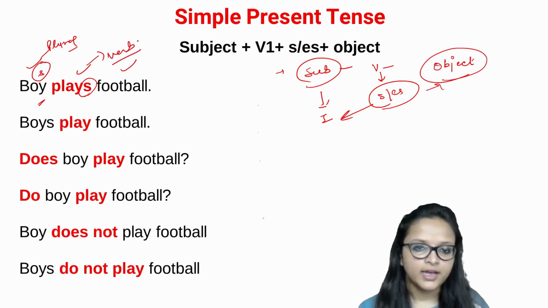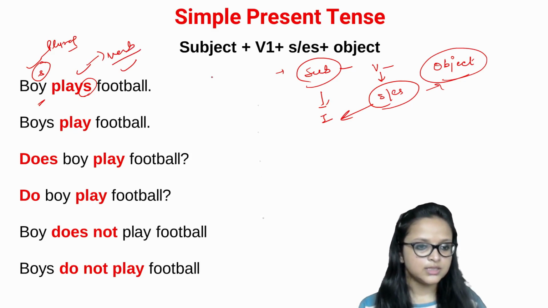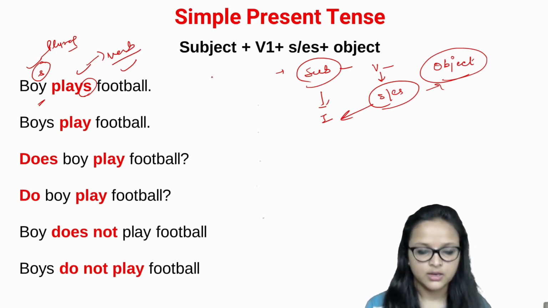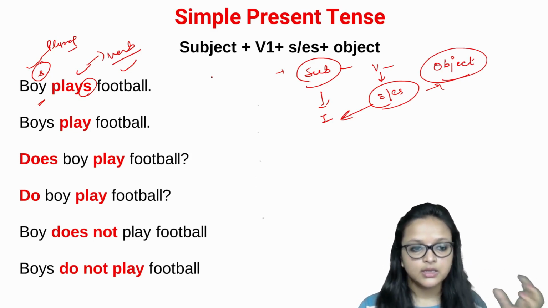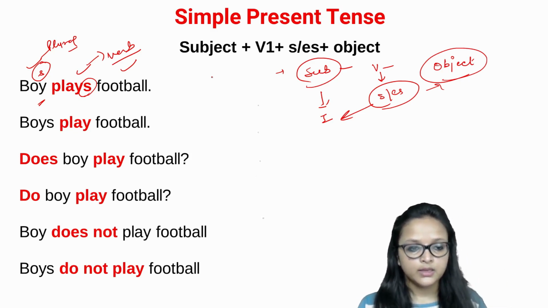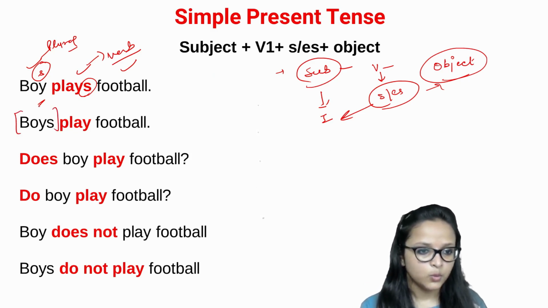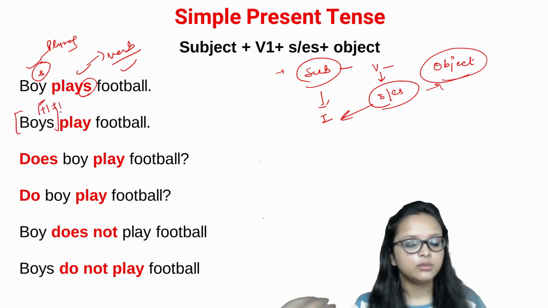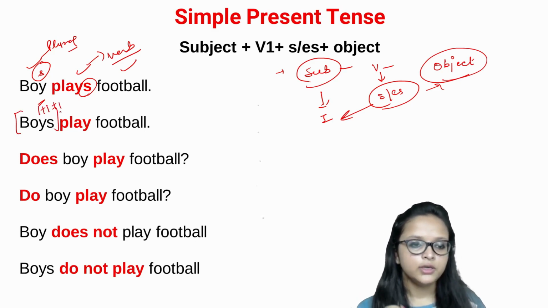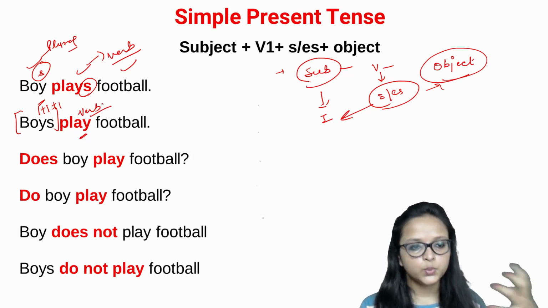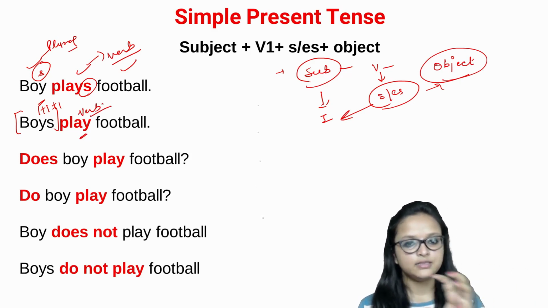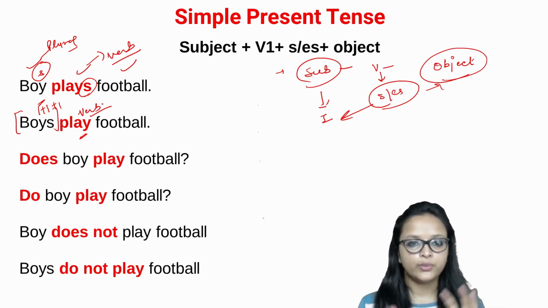But if you are having plural subject, more than one subject is there. Ram and Sham, boys, girls, classes, tables. There are more subjects than one. Then you don't add s with the verbs. Boys, 1 plus 1 plus 1. There are 2 or 3 boys. Okay, so we don't use s with the verb. Simple verb, verb's first form. Okay, so boys play cricket, boy plays football. This is your simple present tense.